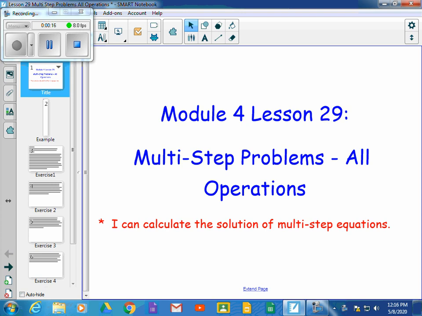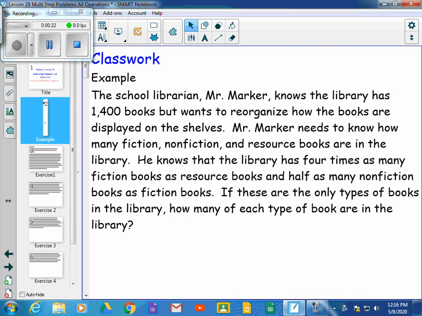Remember that you can pause the video whenever you need to and make sure that you're taking good notes throughout. Now if we go to the example, this is a big example with lots of parts to it. Pause the video and rewatch the parts again if you need to, to understand and absorb the information that's going on in this example.